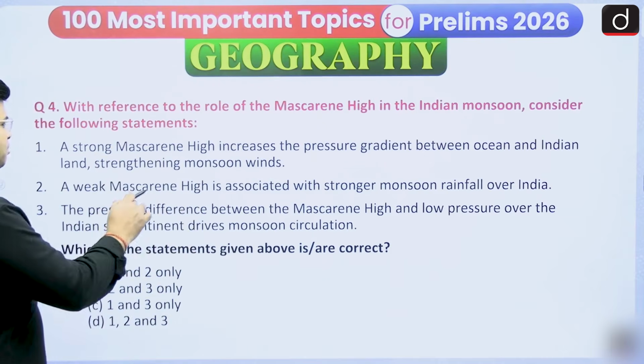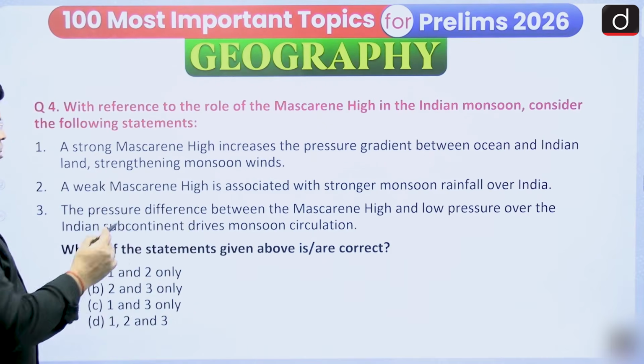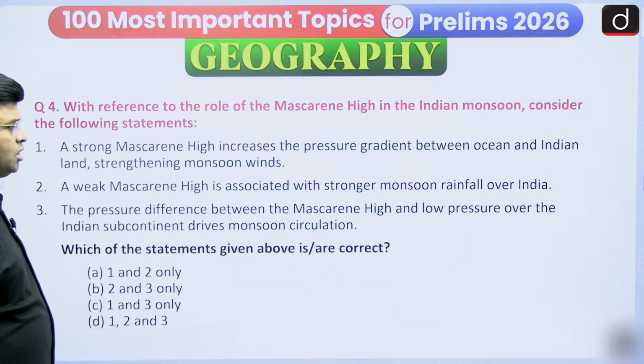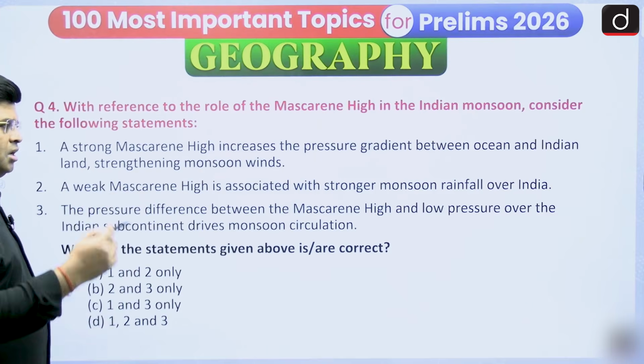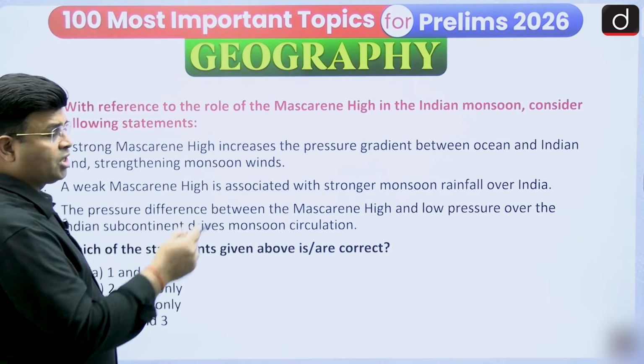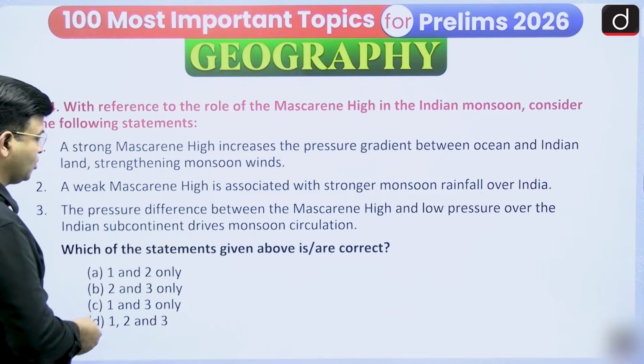After that, a weak Mascarene high is associated with a stronger monsoon. A weak Mascarene high is associated with stronger monsoon rainfall over India. We have to say whether it is right or wrong.